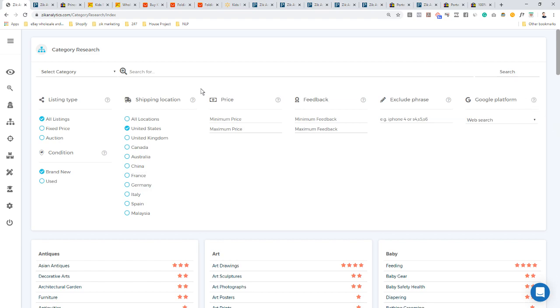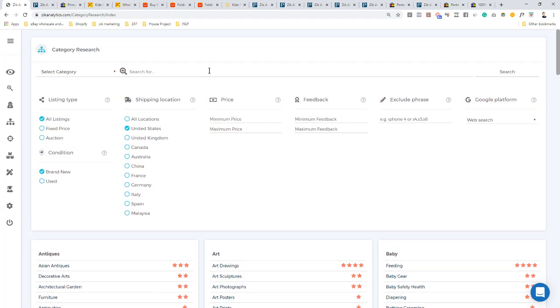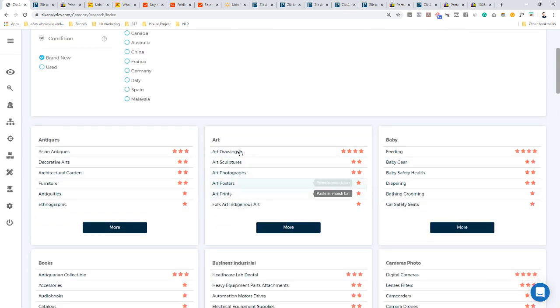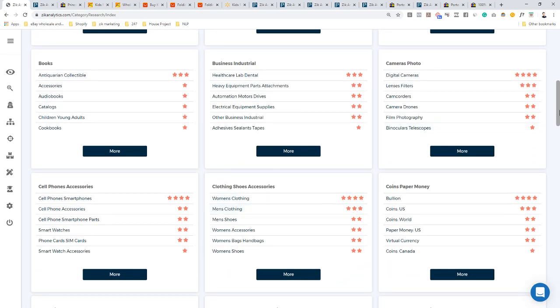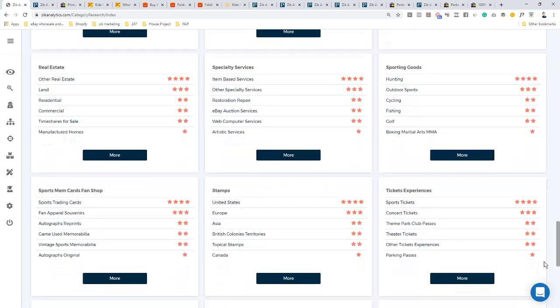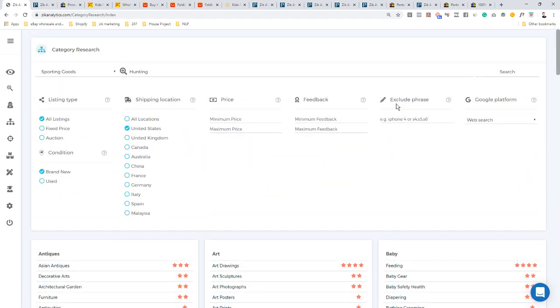We come to the category research without any product or niche idea. If you already know which subcategory or category you want to search, you can either just write it here or go through the categories or subcategories here. You scroll down randomly through any categories you want. I'll go, for example, now down to sporting, and I'll go to hunting. You click the button, it will automatically fill the search.